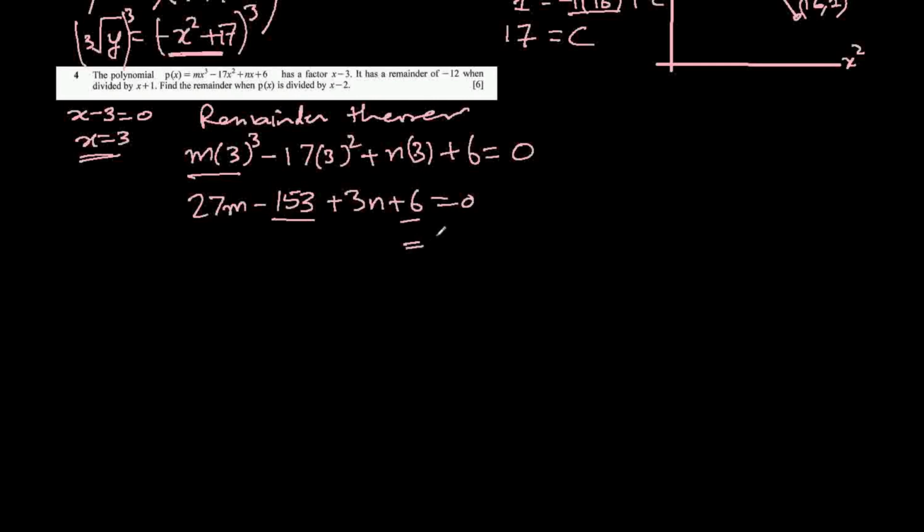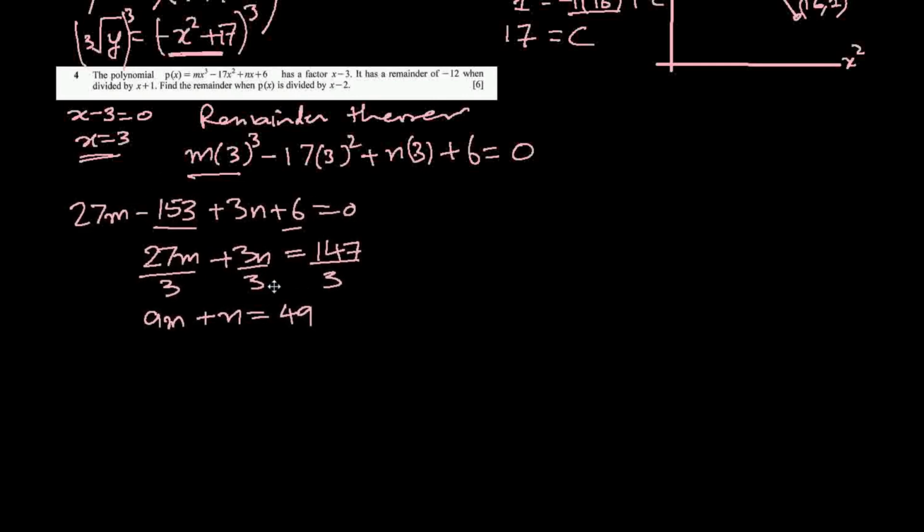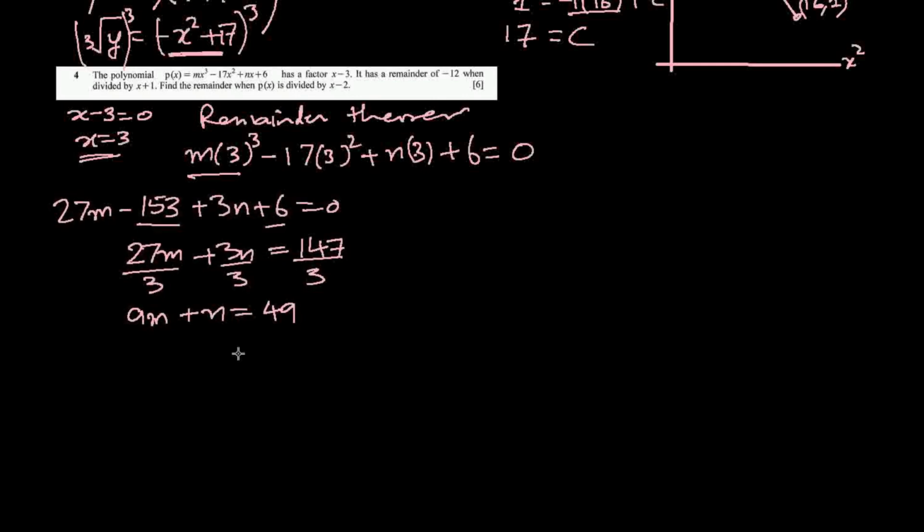So it will become positive 147 on the right side, and here we are left with 27m plus 3n. All are multiples of 3, so let's divide the whole equation by 3 to make it simpler. So it becomes 9m plus n equal to 49. Okay, so we got a simpler equation from the first fact they give, that x minus 3 is a factor.